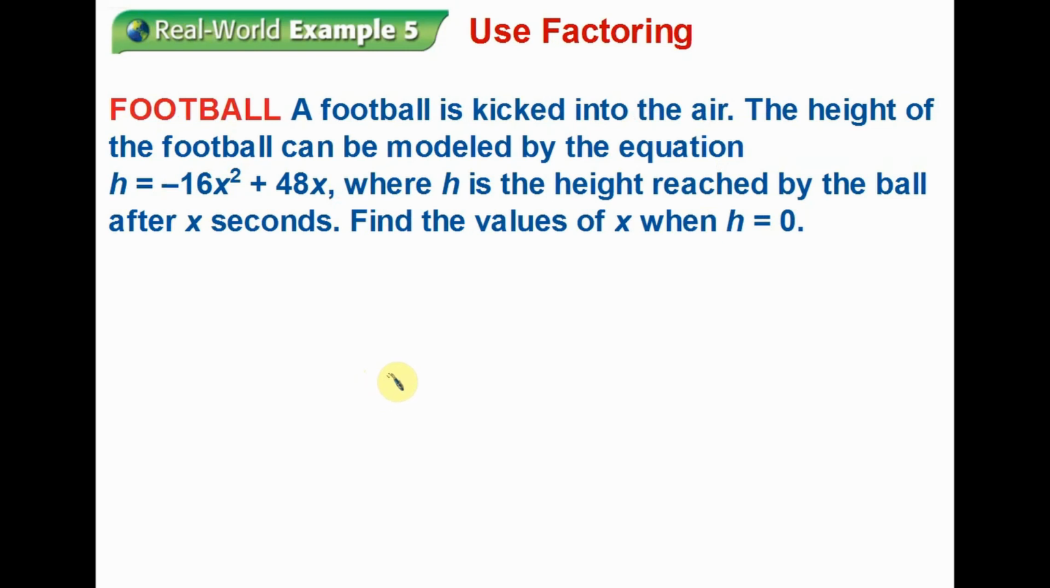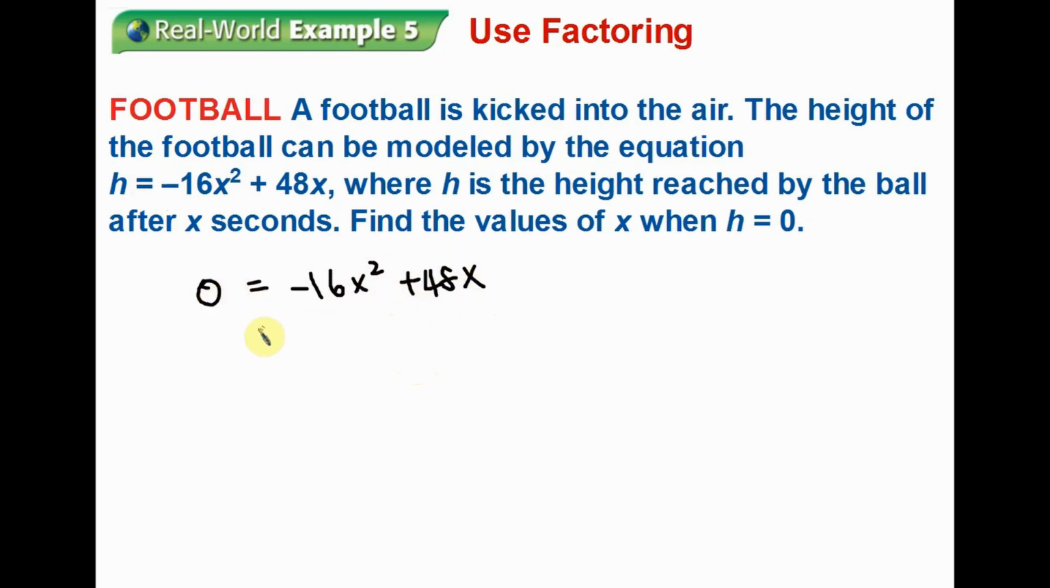The last example in here will be using a football. A football is kicked into the air. The height of a football can be modeled by the equation h is equal to negative 16x squared plus 48x, where h is the height reached by the ball after x seconds. Find the value of x when h is equal to 0. So what they're saying is if h was equal to 0, 0 is equal to negative 16x squared plus 48x, I want to know what could be the x values to make h equal to 0.